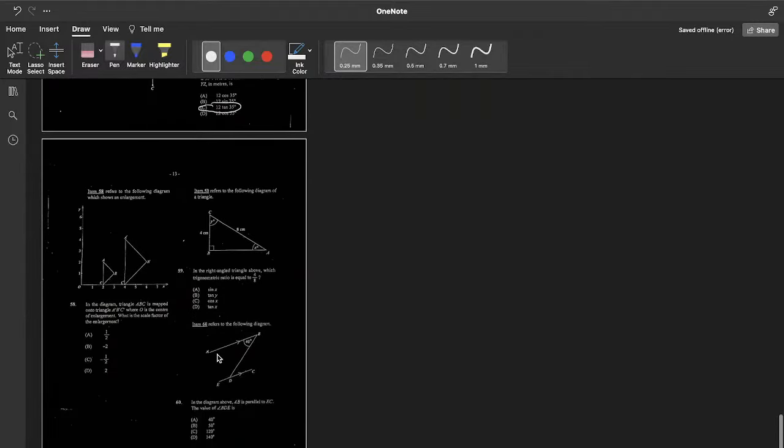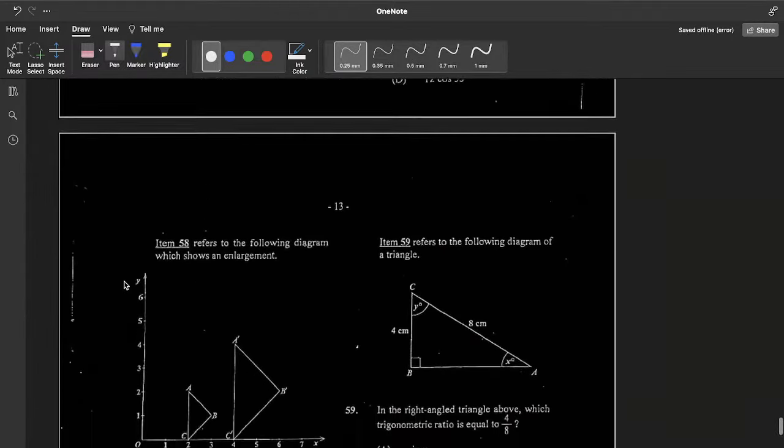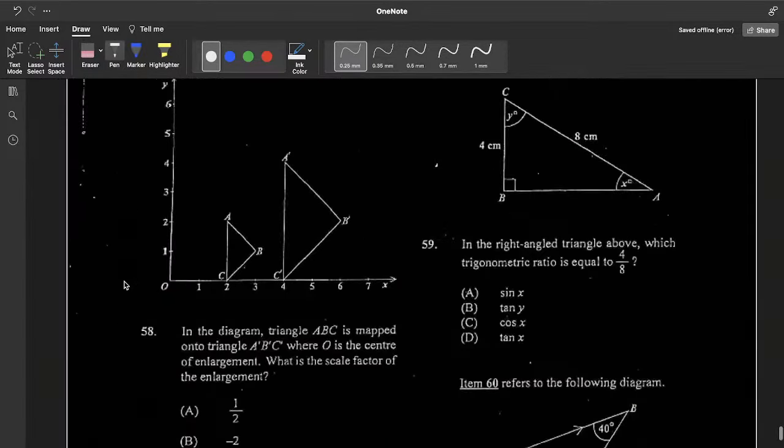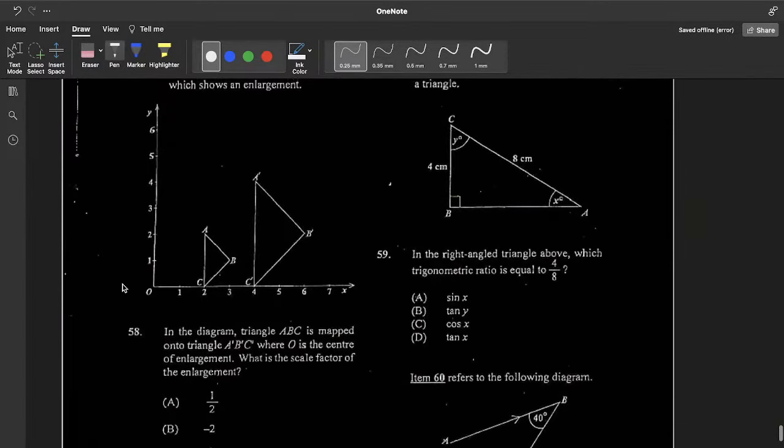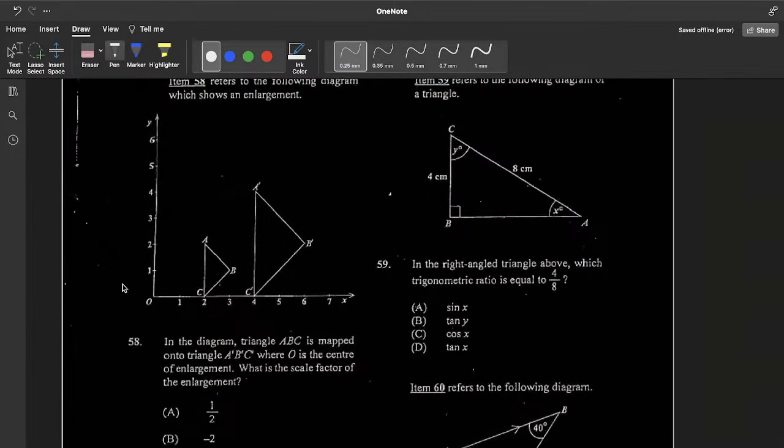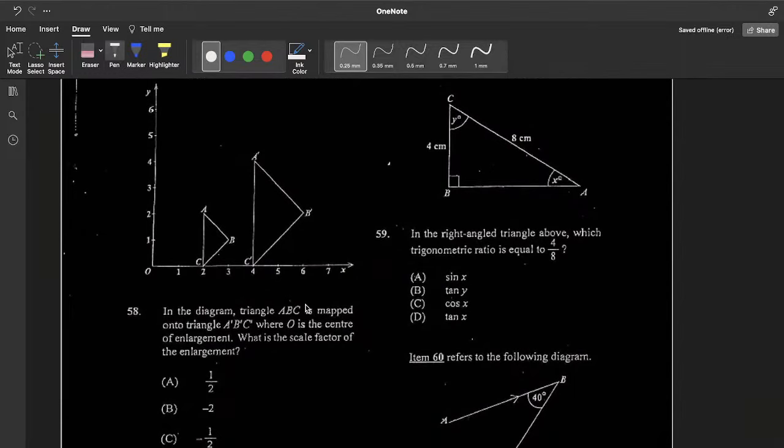Alright, let's look at the next question now. Looking at this one here, it says we have a triangle ABC, which is this one here, and it's mapped onto this triangle here. It has a center of enlargement at the origin. And what is the scale factor of the enlargement is what they're trying to tell us. What is the scale factor? How much bigger did it get? How much smaller did it get, right?